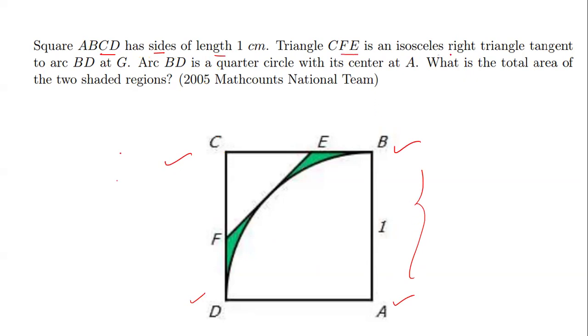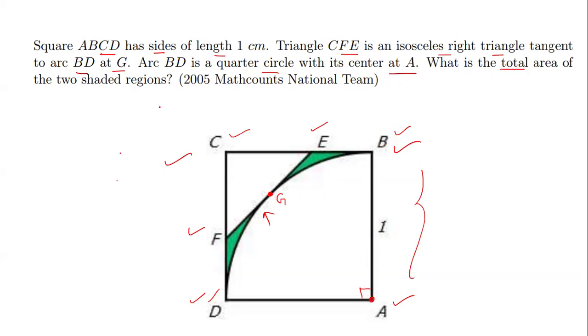Triangle CFE is an isosceles right angle triangle tangent to arc BD at the point G. So this CEF is an isosceles right angle triangle which is tangent to BD. BD is this arc. This is the tangent point, and in the question it is called G. And arc BD is a quarter circle with the center at A. So this is the center and this is a 90-degree angle. So this is a quarter circle.